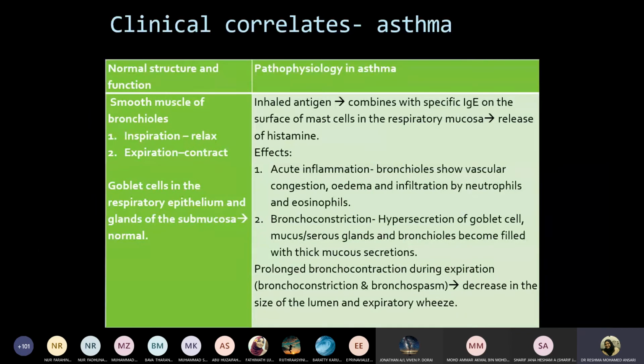So here, the patient breathes in normally, but when they breathe out, the prolonged bronchoconstriction will occur during expiration. So the size of the lumen decreases, and when the secretions are there and the size of the lumen is small, the movement of air within the secretion is what we hear as wheeze. So what is wheezing? The patient having bronchospasm plus a lot of secretion. The movement of air within the secretion produces your wheeze. Am I clear?